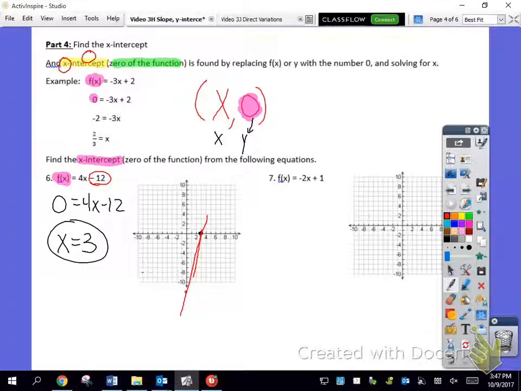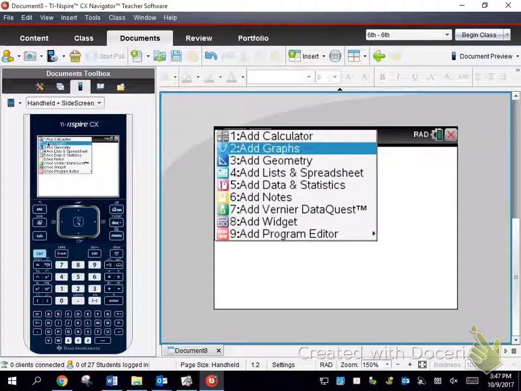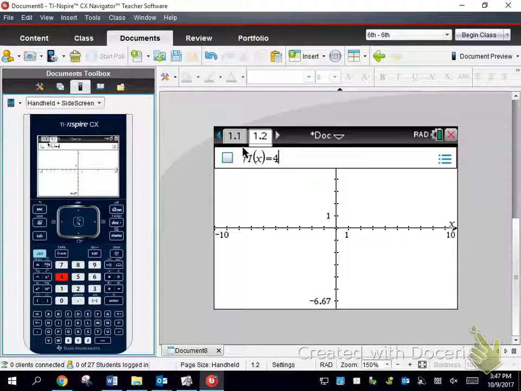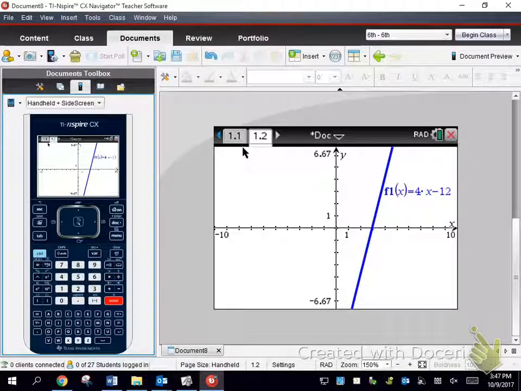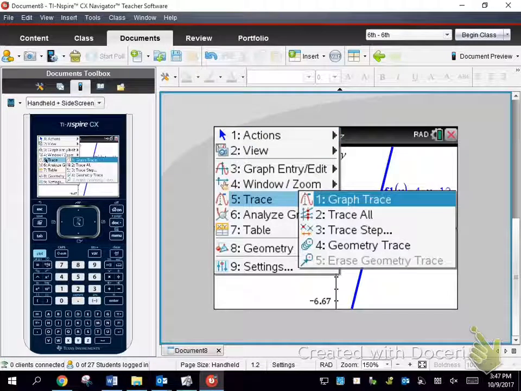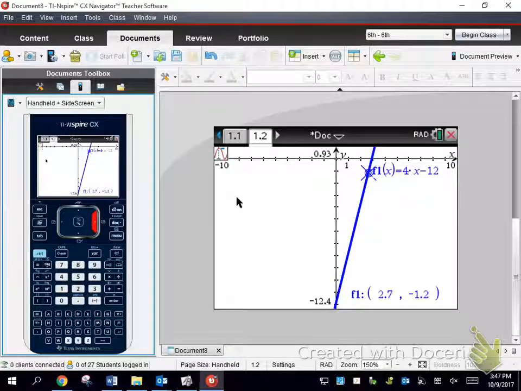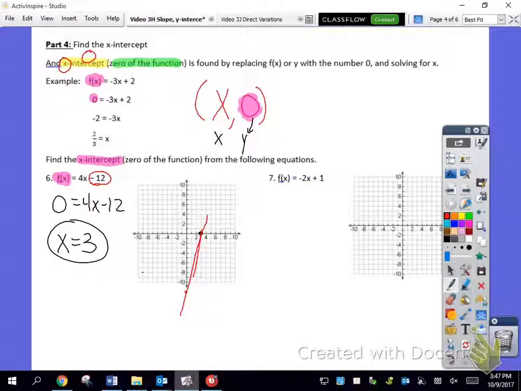It should be a linear function. So we're going to check that. And if you'll go to Control Doc, I'm going to add a graph. And I'm going to graph 4x minus 12. Hit enter. Now there's your graph. Menu, I'm going to go to trace, which is 5, and then hit 1 for graph trace. See, my y-intercept is at negative 12, and if you arrow over, notice when it comes up, zero of function is at 3, 0, so that is correct.